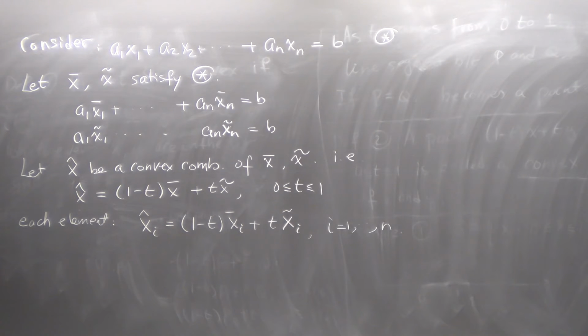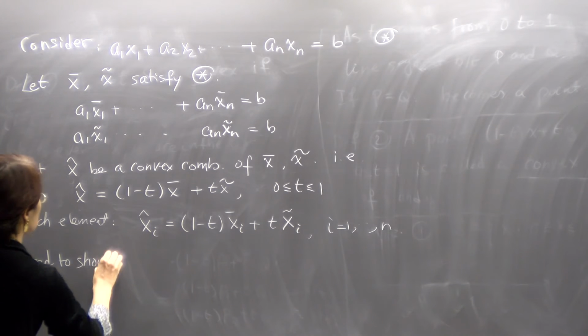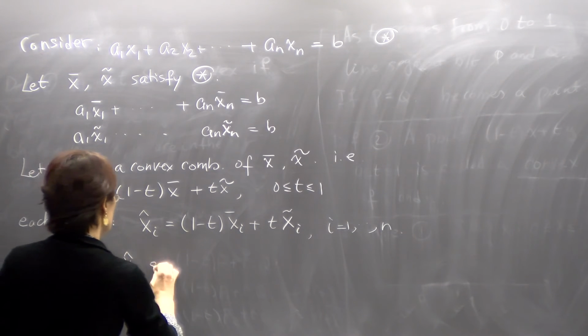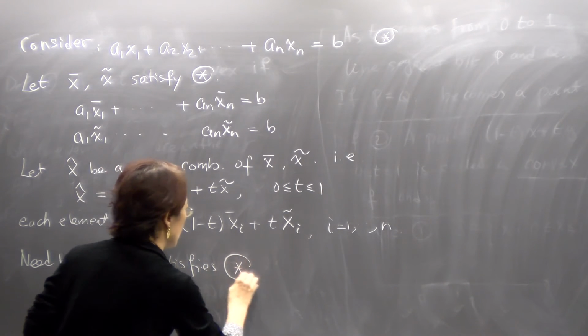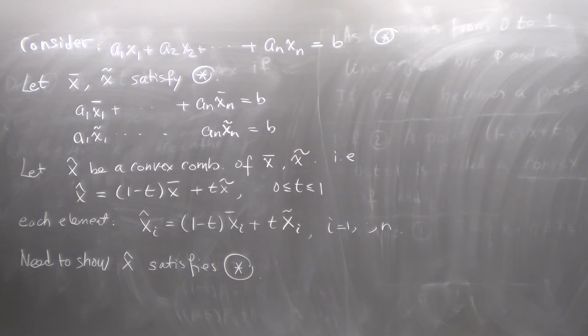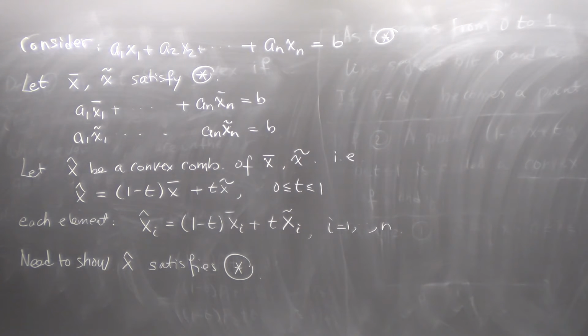Okay, so what do I need to show? I need to show now that this x hat also satisfies the same constraint. Then I'm done. Then this is a convex set. Is that right? Okay. Are we okay? Right. Okay, it's always the same kind of trick, but it takes a bit of space to write. But once you get the hang of it, it's not hard.